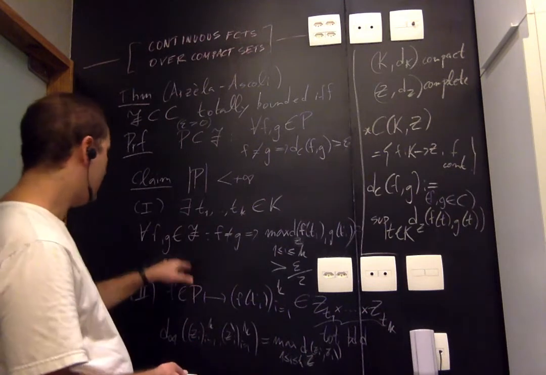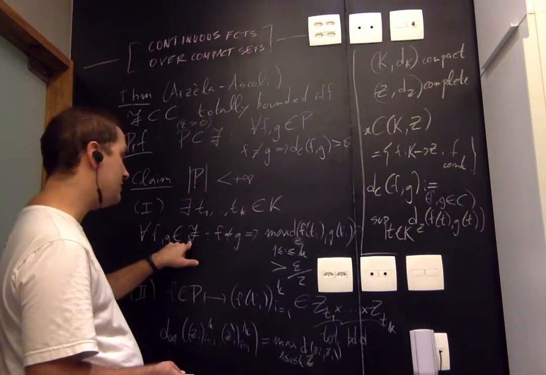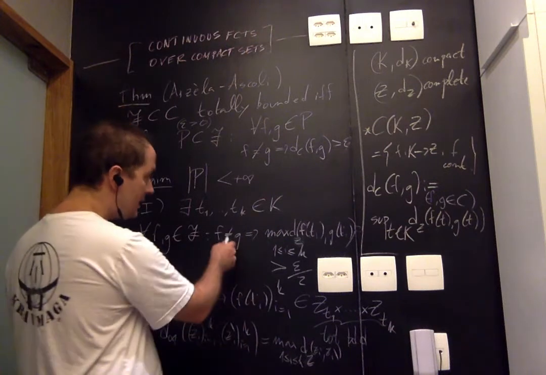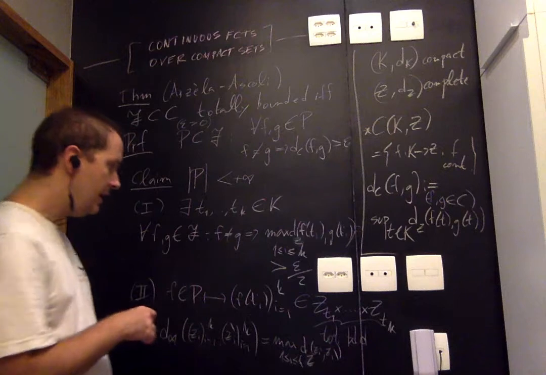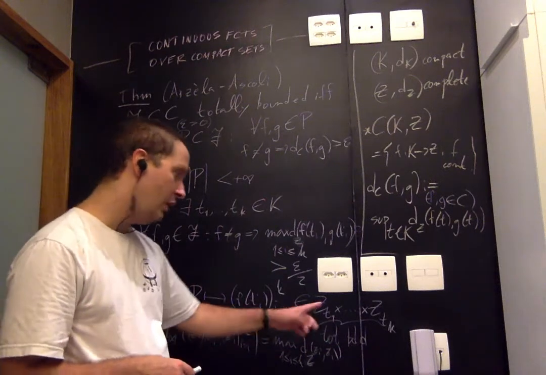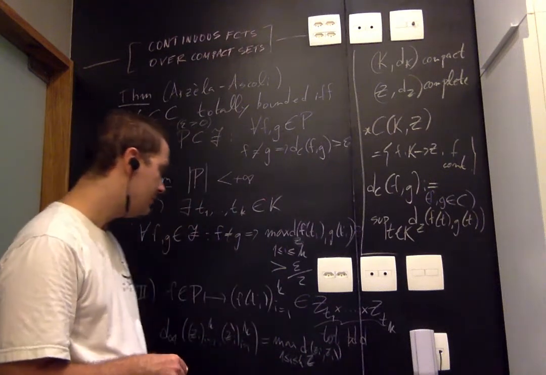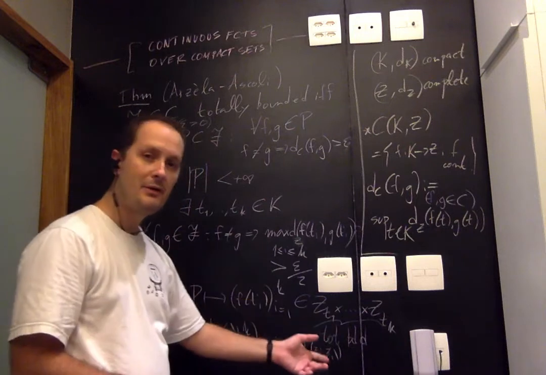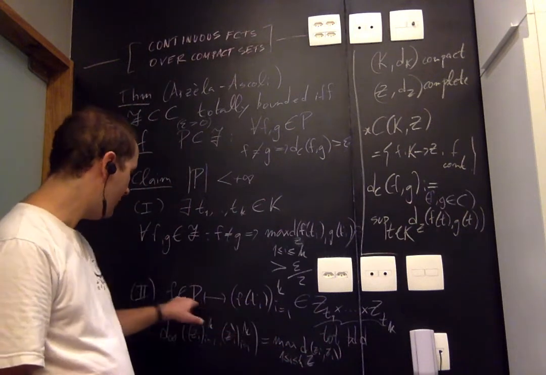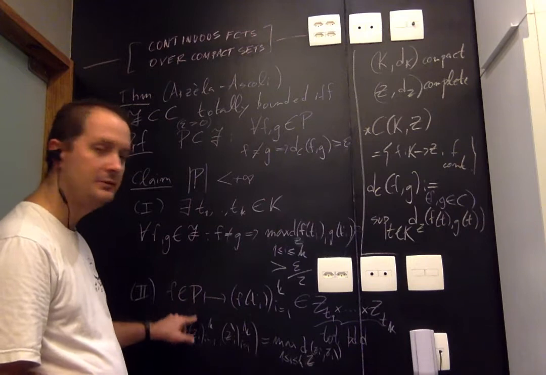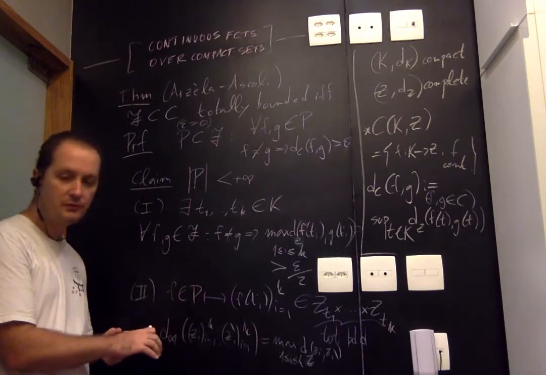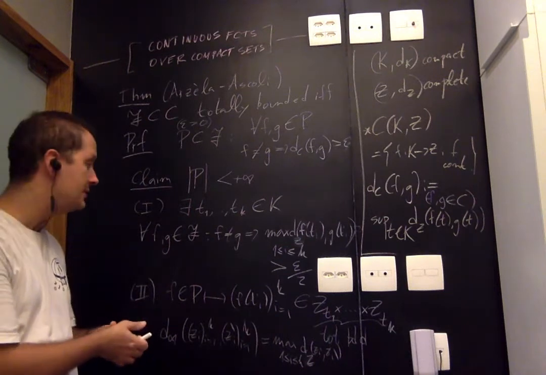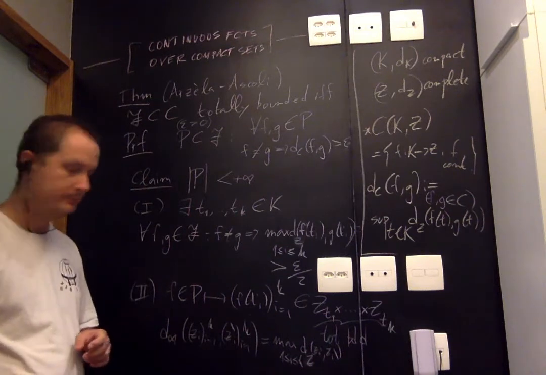Why? Because my epsilon packing in the space of functions gives me an epsilon over 2 packing in the space of vectors. And I know that all packings in the space of vectors are finite because this is a totally bounded space. Therefore, my original packing has to be finite as well. Okay? So that's the scheme of the proof. We just have to carry through these two steps and then we'll be done.